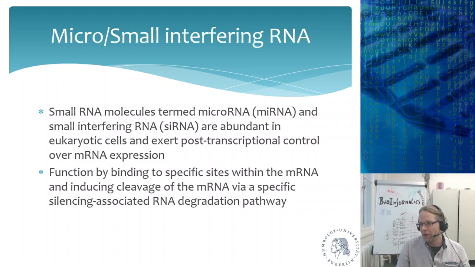All right, and then we still have the micro and small interfering RNAs that we have to talk about, which are microRNAs and small interfering RNAs. They are abundant in eukaryotic cells, and they do post-transcriptional control over our mRNA expression.